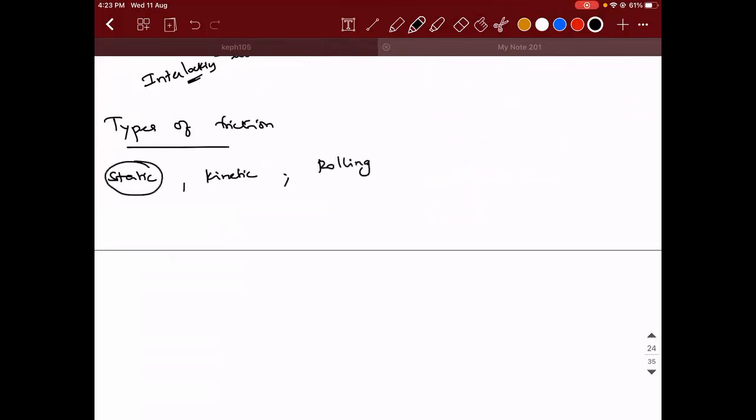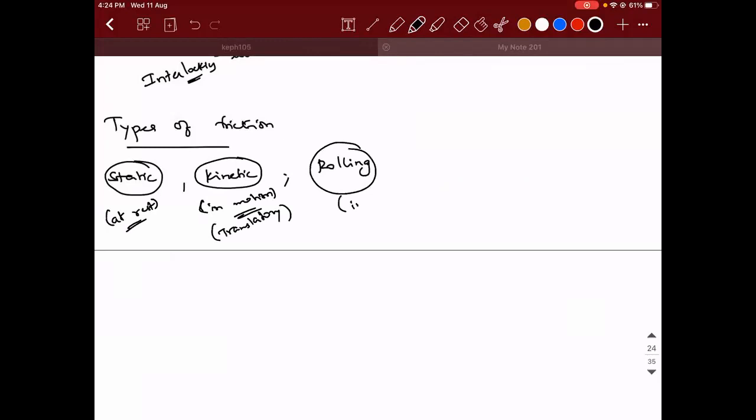So what do you mean by static friction? The frictional force that comes into play when the object is at rest. Kinetic friction is that friction which comes into picture when the object is in motion. Correct? That is when it is sliding. What do you mean by sliding? Sliding is translatory motion. And rolling friction will come into picture when the object is in rolling motion.